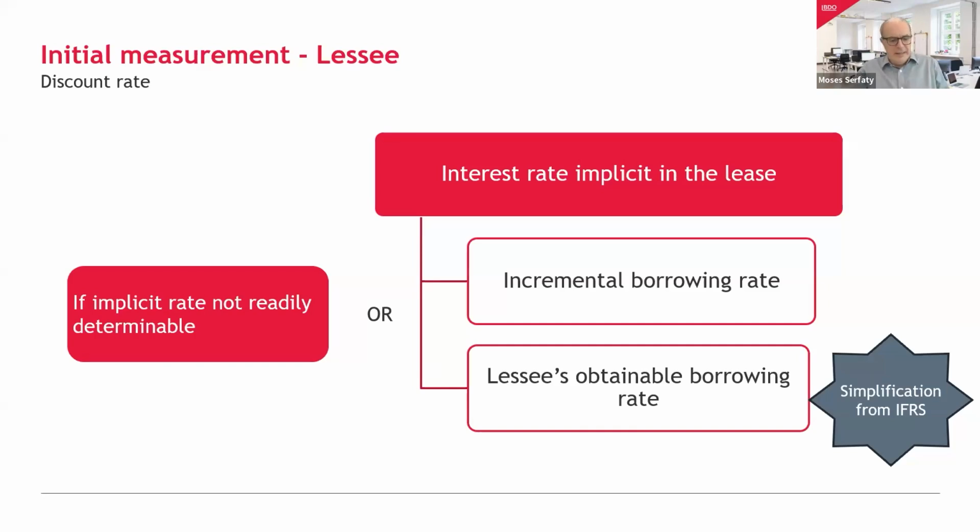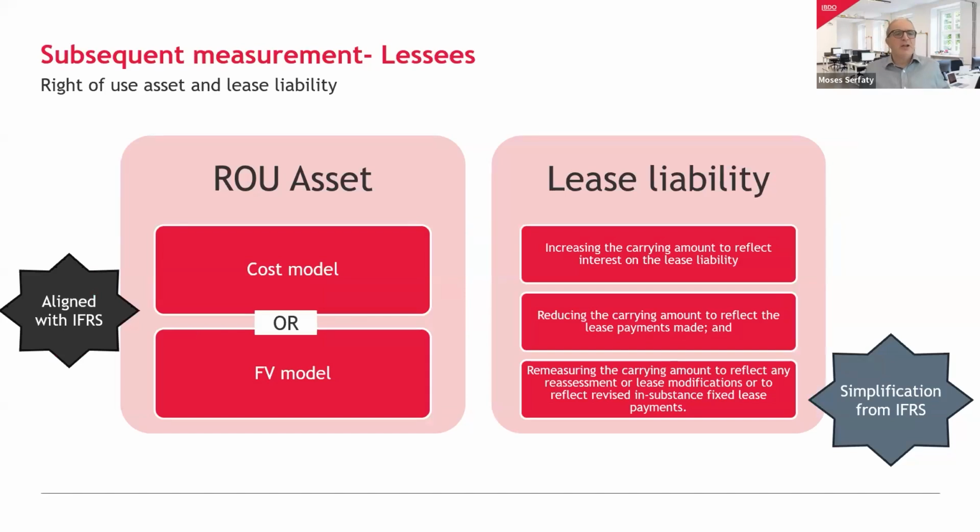So moving on, and I realize we are running a bit short of time. So for lessees, subsequent measurement for the right of use assets, you can use the cost model or the fair value model. For the lease liability, again, I think we all know how to account for a finance lease, so you would increase the lease liability by interest and reduce it by payments made. Then there are remeasurements to be made, either on reassessments or lease modifications. I suggest we'll go into detail on that in a later webinar. So moving on to the next slide.